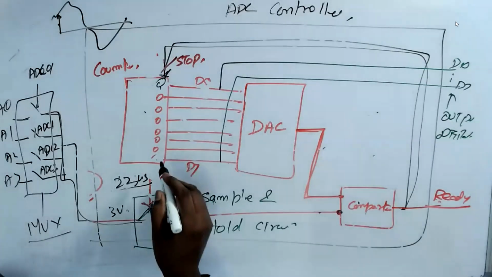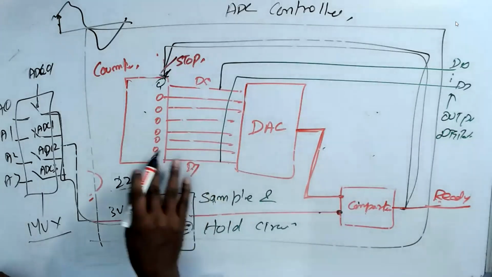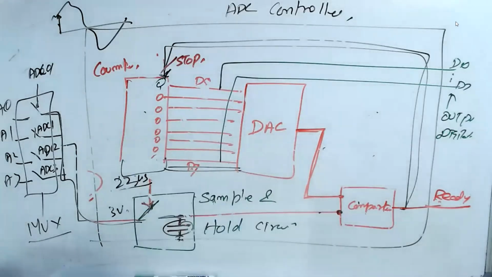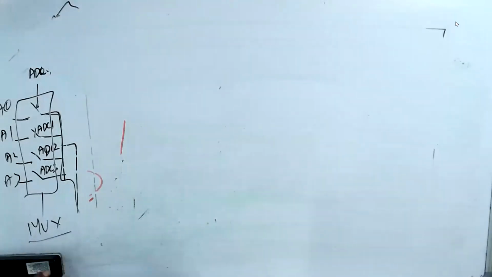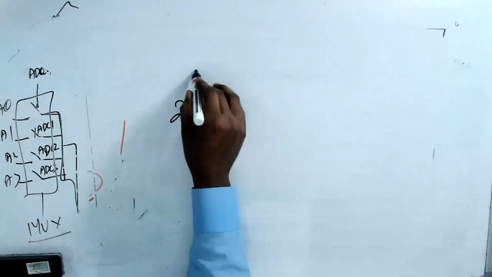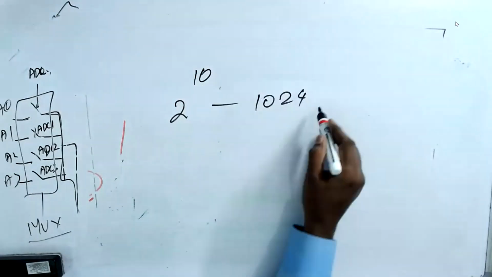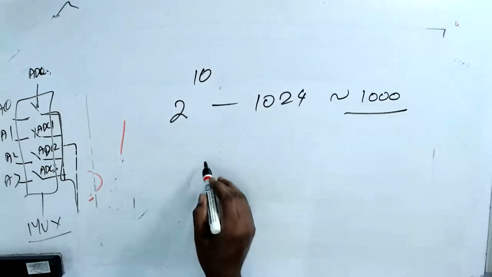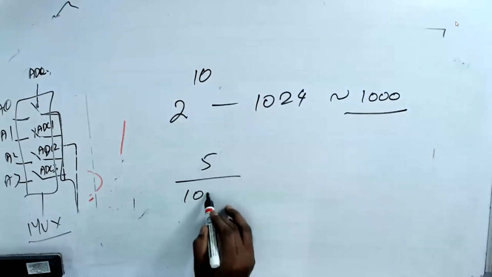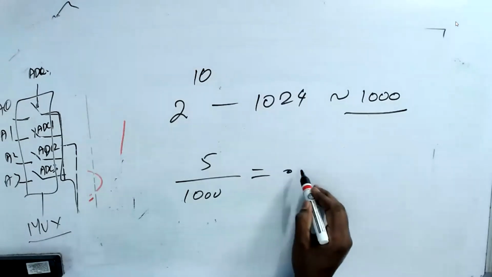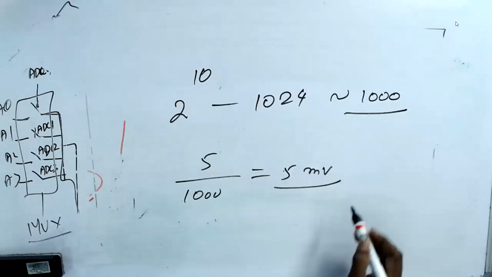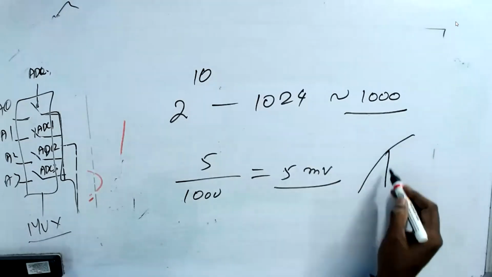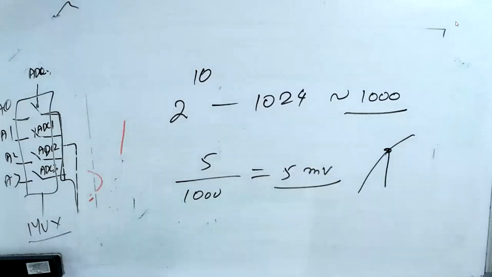Now they say the controllers are not 8 bits, they have 10 bits. If you have 10 bit, what is the advantage? I'll have 2 power 10, 1024 samples. Let us assume 1000. That means if you apply 5 volt divided by 1000, 5 millivolt. So if I have a voltage and I sample it, the error will be very less.